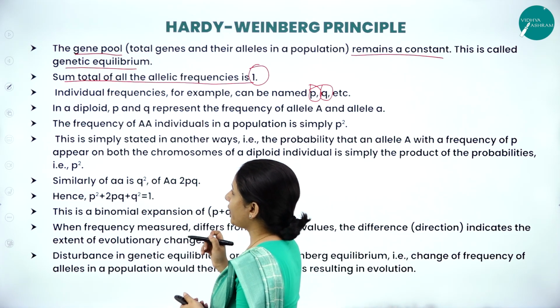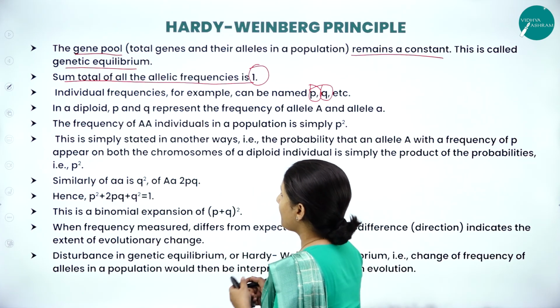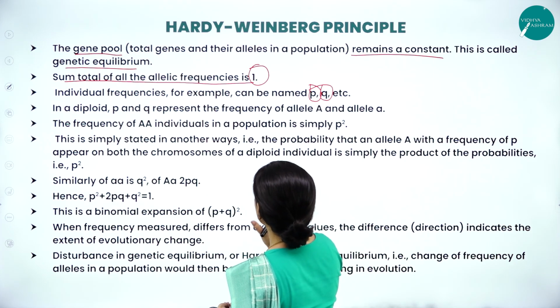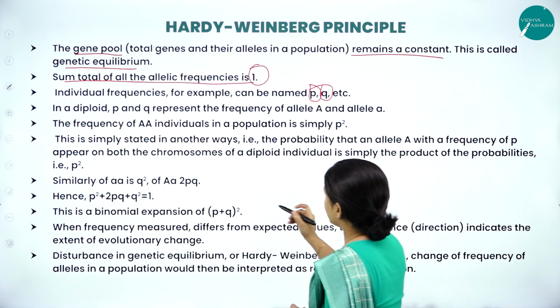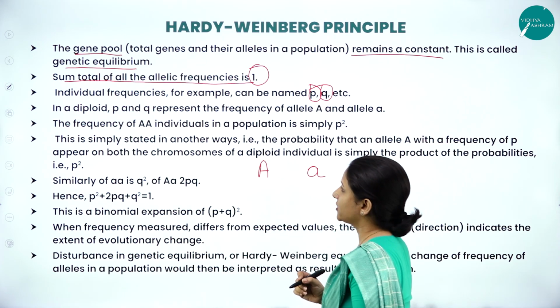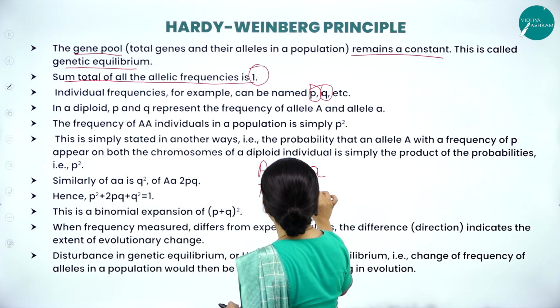So in a diploid organism, that is 2n, p and q represent the frequency. So what is it? p and q represent the frequency of allele A and allele a, that is the dominant allele capital A and the recessive allele small letter a. So he represented it by the alphabets p and q.